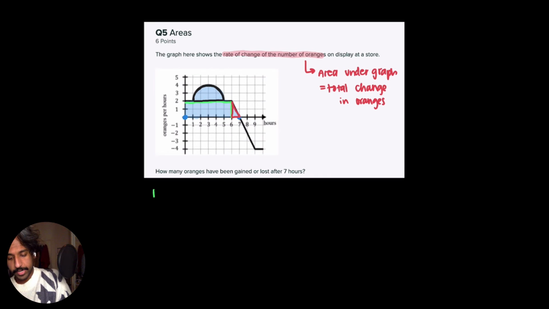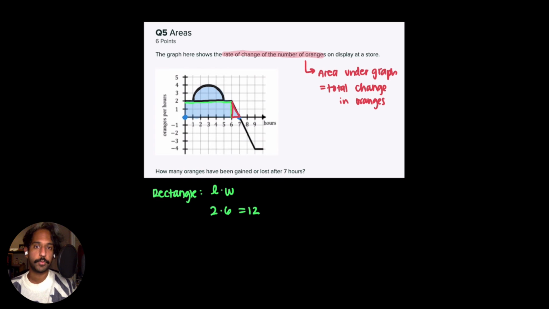The area of the rectangle, we know rectangles are base times height or length times width. And so in this case, the length is 2, that's the height, and the width is 6. So 2 times 6 will give me 12. So that one's pretty straightforward. What about for this triangle?